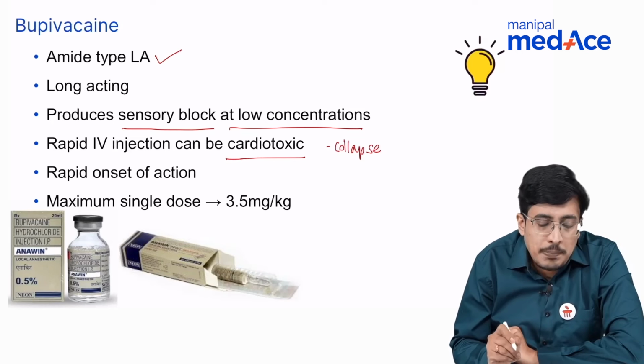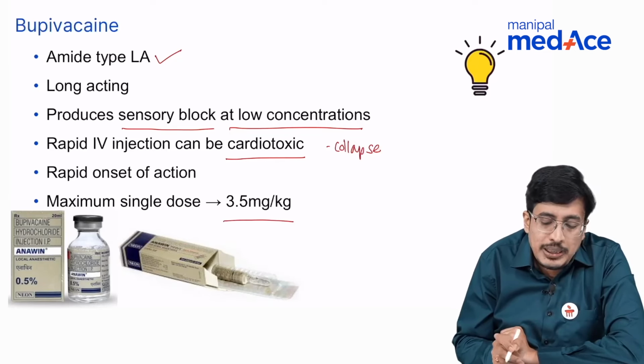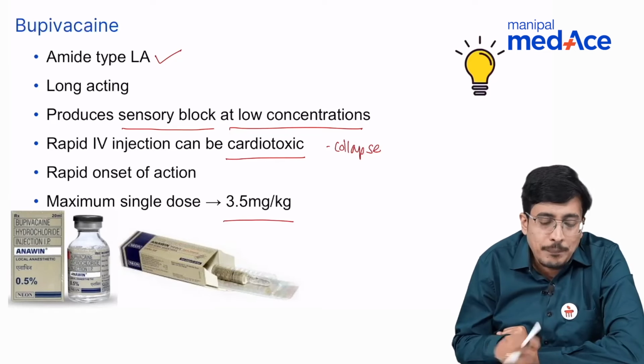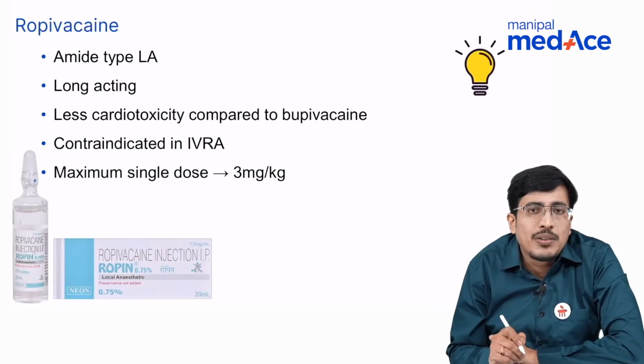Bupivacaine produces a rapid onset action and the maximum allowed single dose of bupivacaine is 3.5 milligrams per kg body weight. Bupivacaine is commonly used for nerve blocks in its isobaric form, whereas for spinal anesthesia we use hyperbaric bupivacaine.